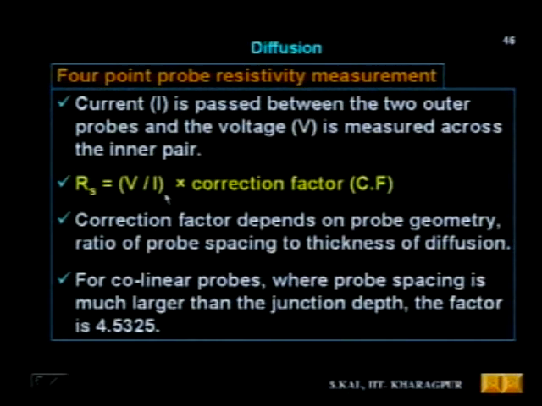Normally V by I, what we get, we multiply it by 4.5325 and we will get the RS value, sheet resistance value.